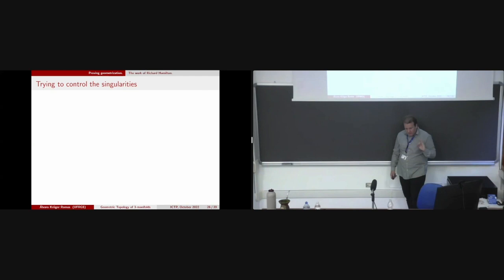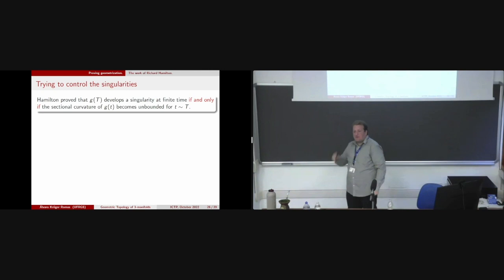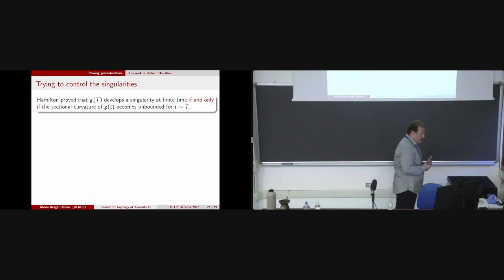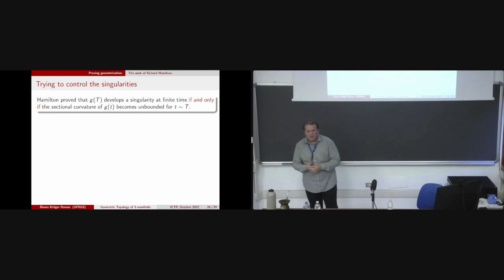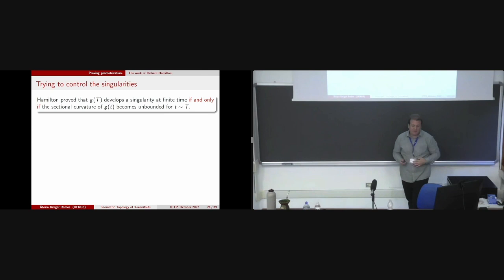First, Hamilton proved, so Hamilton is working on the Ricci flow, he has several papers about the Ricci flow. One of these results is that the metric develops a singularity at finite time if and only if the curvatures blow up. So you cannot have other kinds of singularities like, I don't know, a corner. You have to blow up your curvature. The curvature cannot be bounded and you develop a singularity. The curvature has to be unbounded.